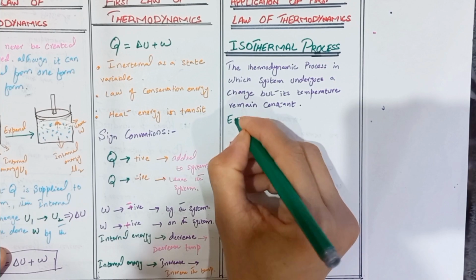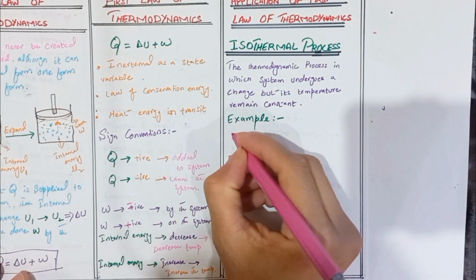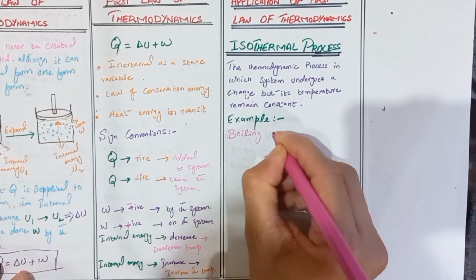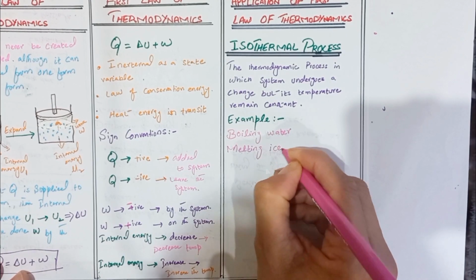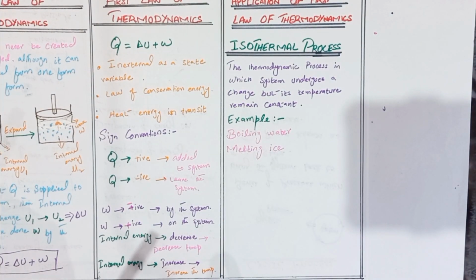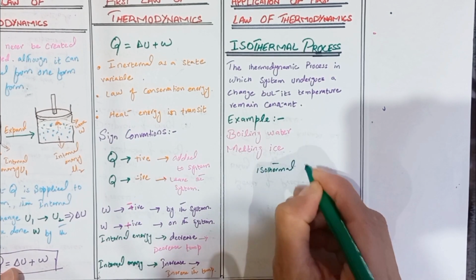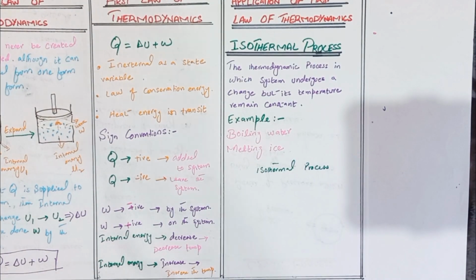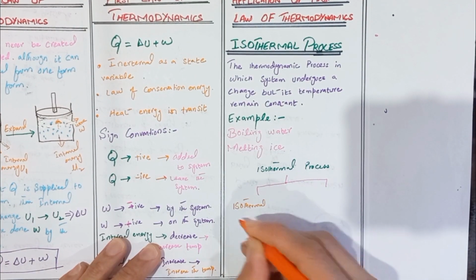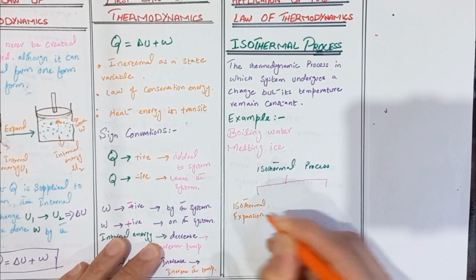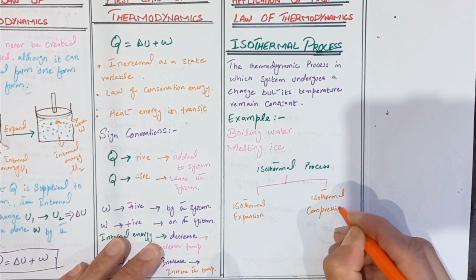If we discuss an example of the isothermal process, we take boiling water and melting ice. Isothermal process basically has two types: isothermal expansion and isothermal compression or contraction.